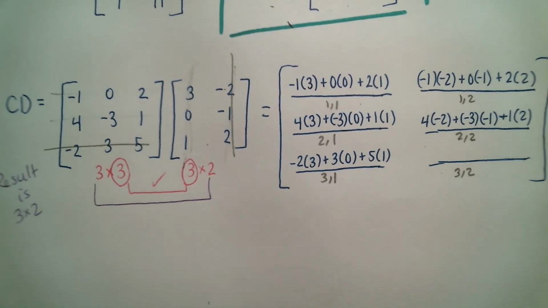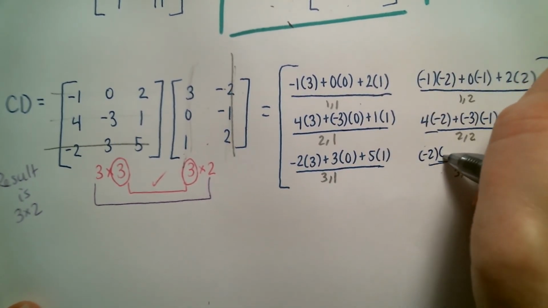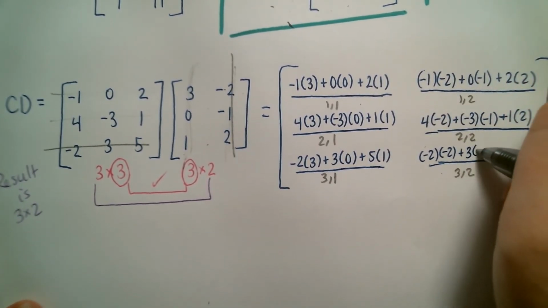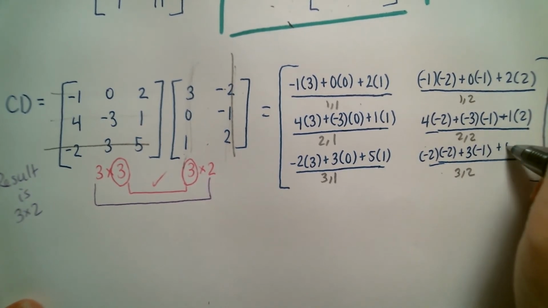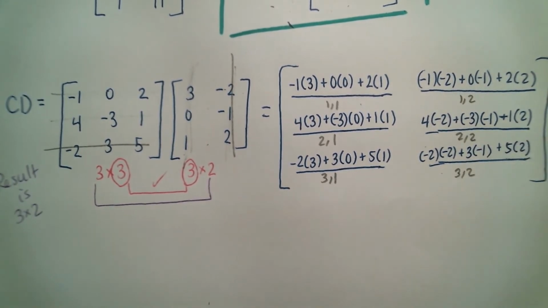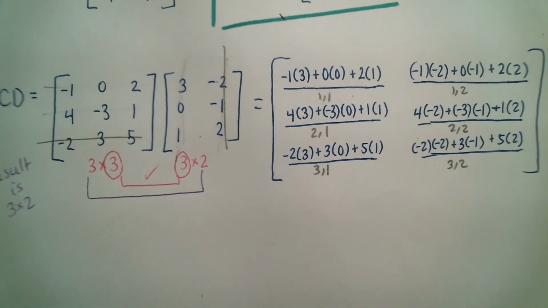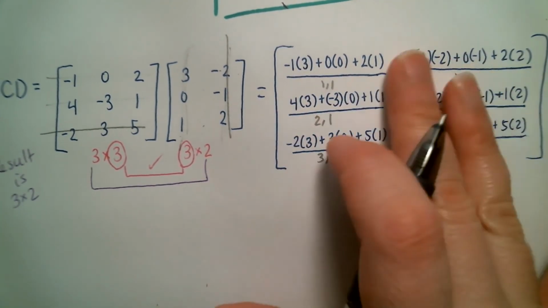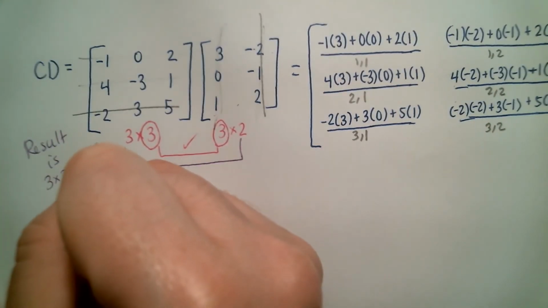Okay, so this is going to be negative 2 times negative 2 plus 3 times negative 1 plus 5 times 2. Okay, so there's all your work. Now we need to simplify it. That's going to give us C times D. So let's go ahead and process all this arithmetic and write it down over here.